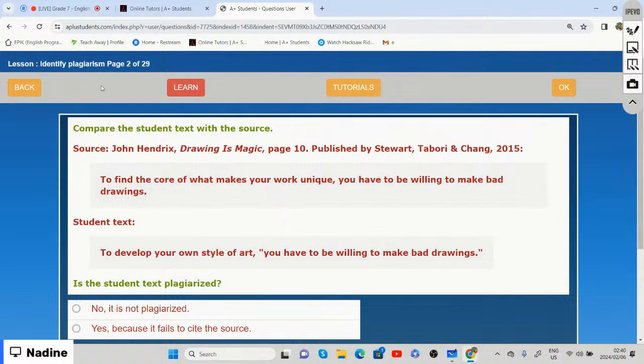So we need to compare the student's text with their source. John Hendricks, Drawing Is Magic, page 10, published by Stewart, Tabori, and Chang. So to find out the core of what makes your work unique, you have to be willing to make bad choices with drawing.